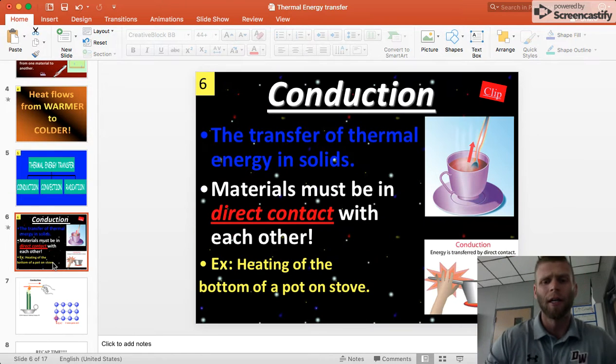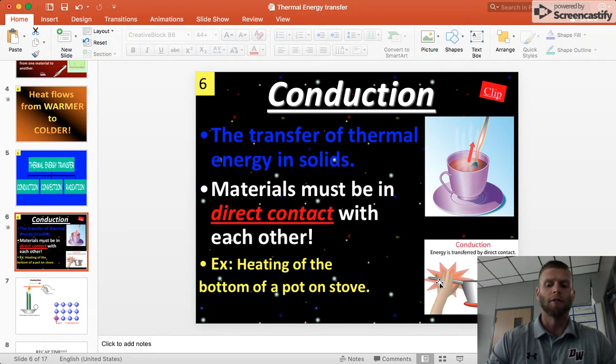So first, conduction. Conduction is the transfer of thermal energy in solids. The materials must be in direct contact with each other, so the heat source must be in direct contact with another solid. An example is heating the bottom of a pot on a stove. Look in the bottom right corner there. You see that pot is directly in contact with the stove, so it's transferring the heat from the stove to the pot.